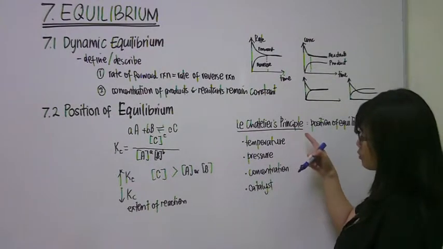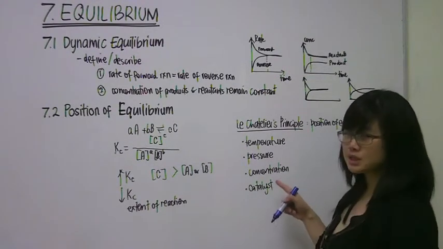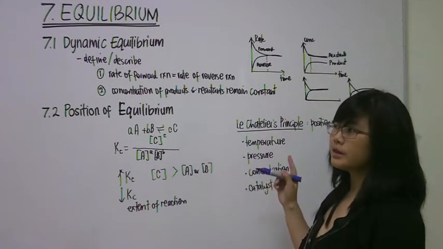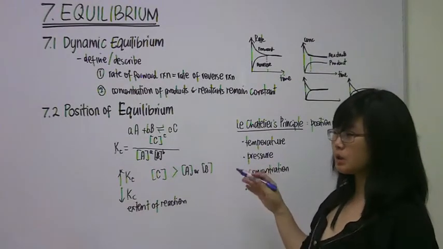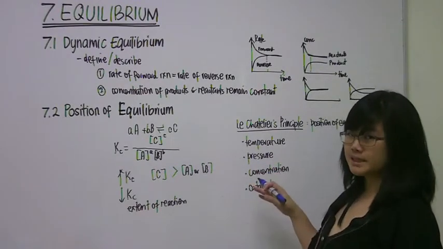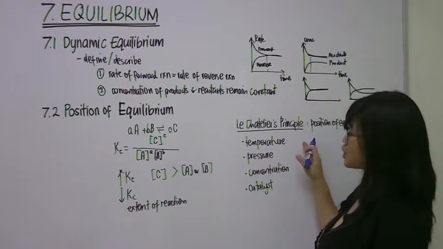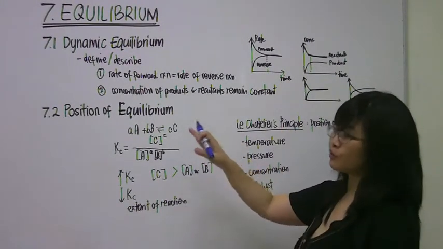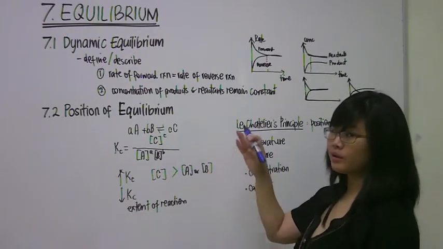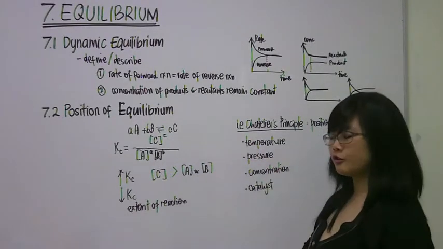If you realize though, these 4 factors are almost the same as the factors that affect the rate of reaction. So in many questions, this also will be tested, okay? So they will ask for the temperature, like how it will affect the position of equilibrium, and how it will affect the rate of reaction. So just take note of that.